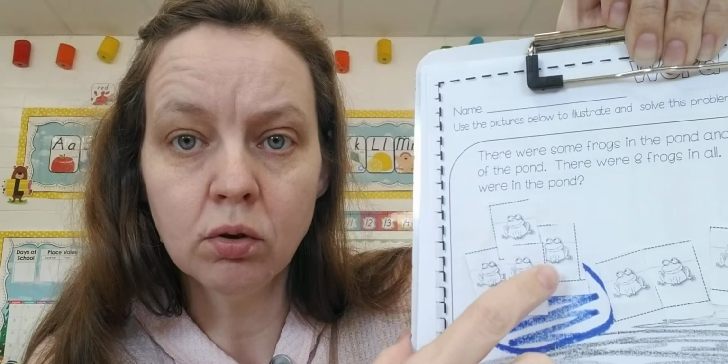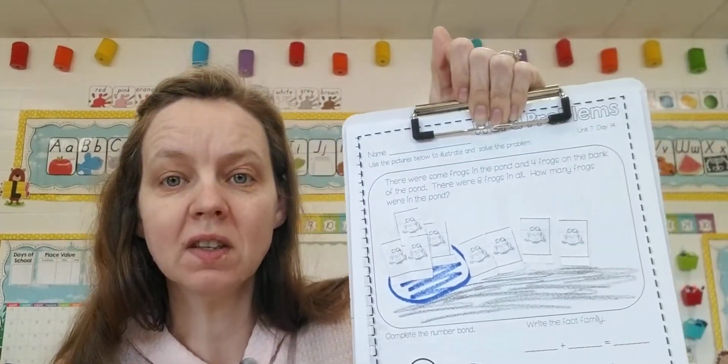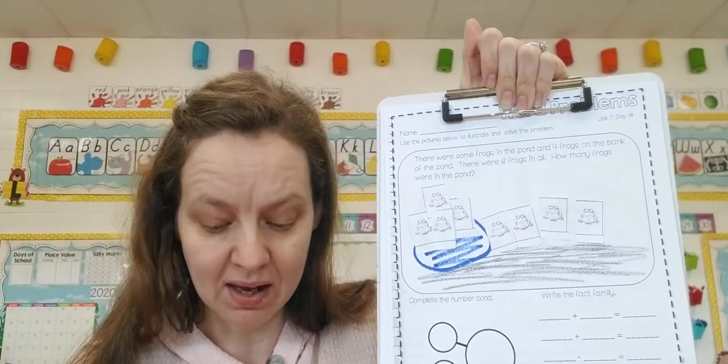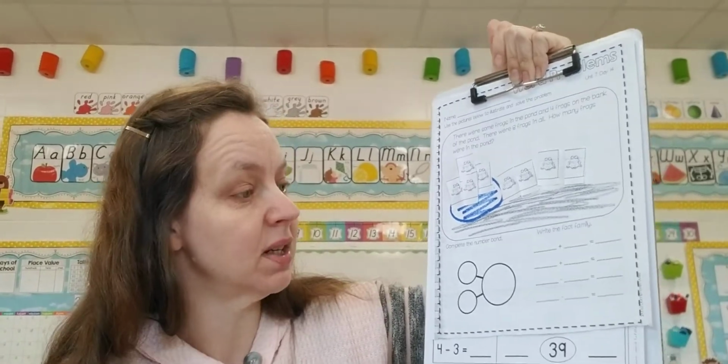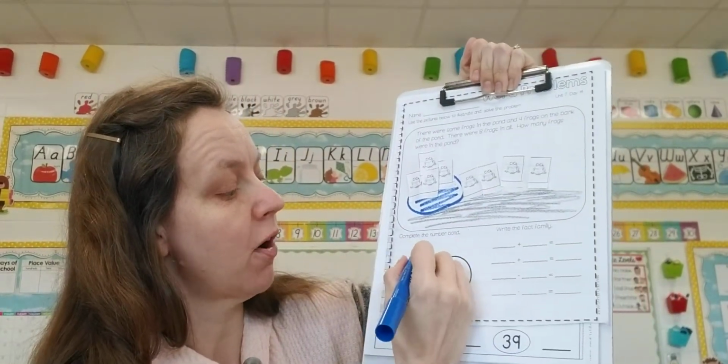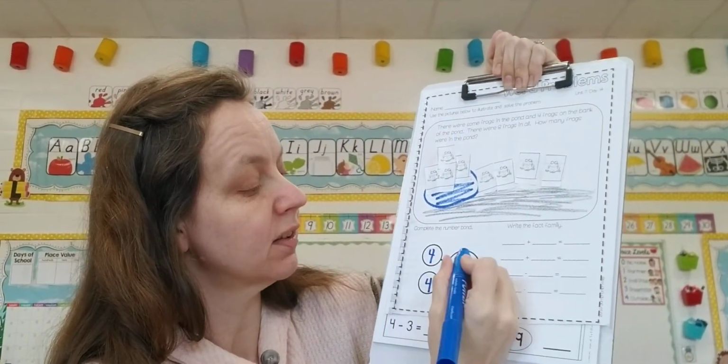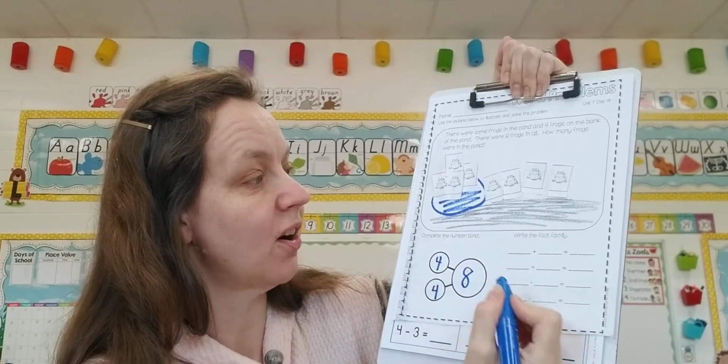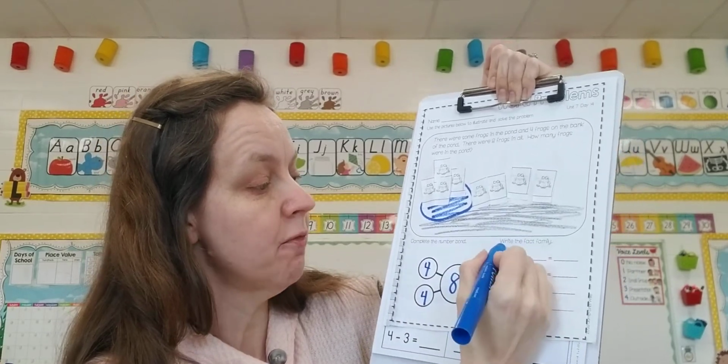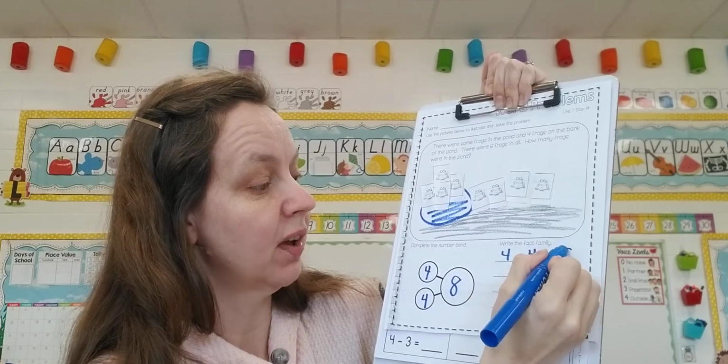Let's count. 1, 2, 3, 4. There were 4 frogs in the pond, 4 frogs on the bank. So my number bond is going to look like this. 4 frogs on the bank, 4 frogs in the pond, 8 frogs altogether. All right, 4 plus 4 equals 8.